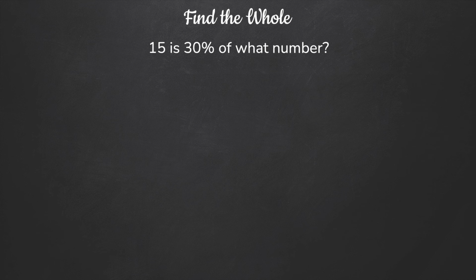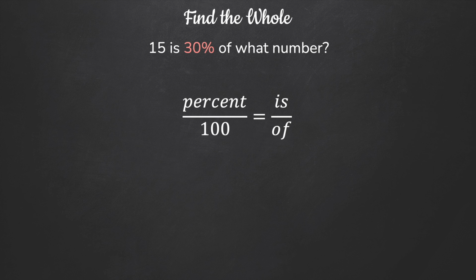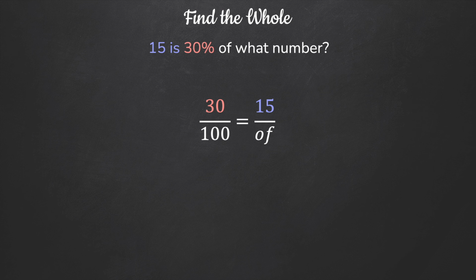For example, here we have 15 is 30% of what number? So to get us started, let's use our proportional relationship. And we know that we have 30%, so we're going to replace percent with 30. And that makes sense because 30% is 30 out of 100 since percents are out of 100. And we know that 15 is 30%. So 15 is not the whole, it is 30%. So we're going to replace our numerator here with 15 because 15 is 30%. And then we want to find out what the whole is. What is it out of?